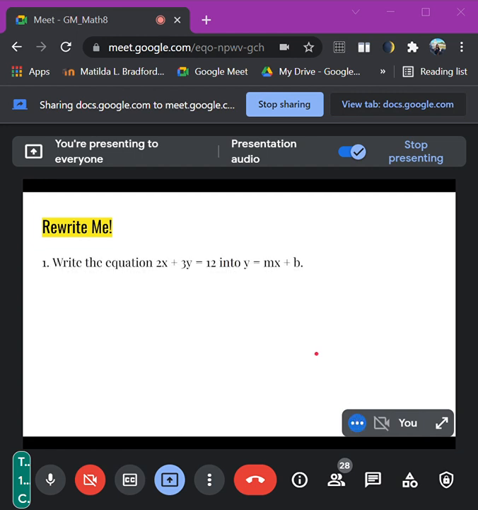So you're going to rewrite the equation 2x plus 3y is equals to 12 into y is equals to mx plus b. Let's try if you can still remember how to rewrite this standard form into slope-intercept form.